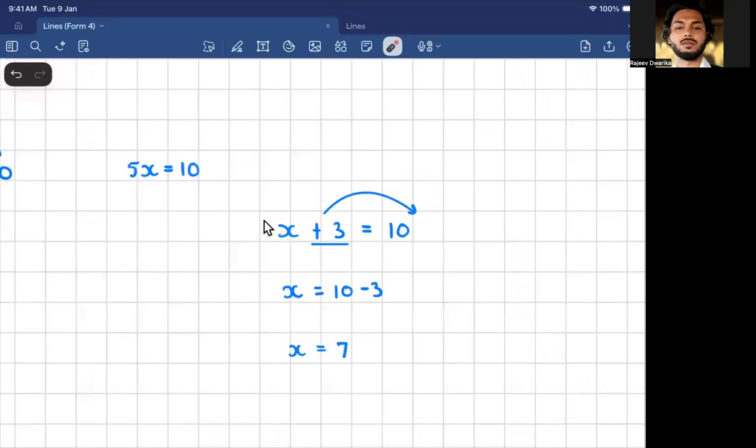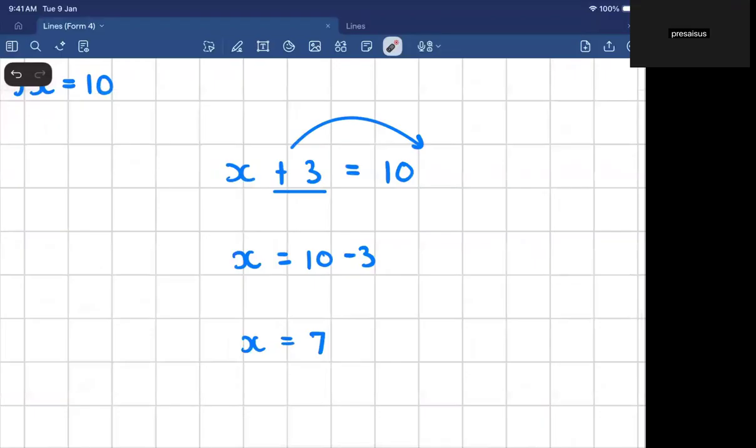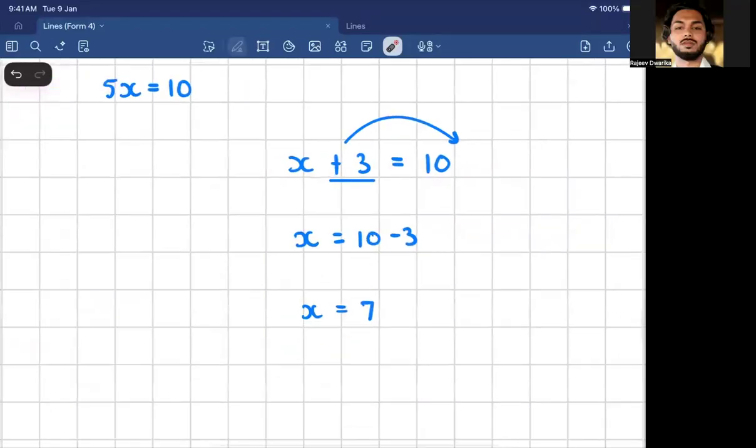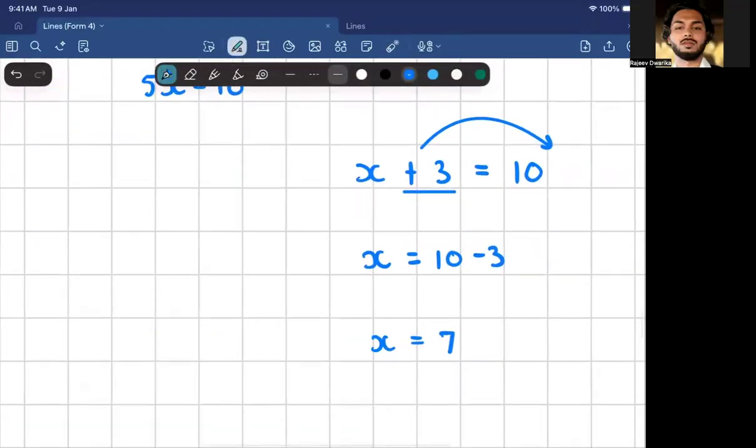So, Perseus, let me know if you understand that. I understand that clearly. Okay, let's step things up a notch. What if I had 2x plus 3 is equal to 10? The process is the same. It's the same process, right? What is the x term in this question? Tell me, what's the x term? The 2x. The 2x, all right.